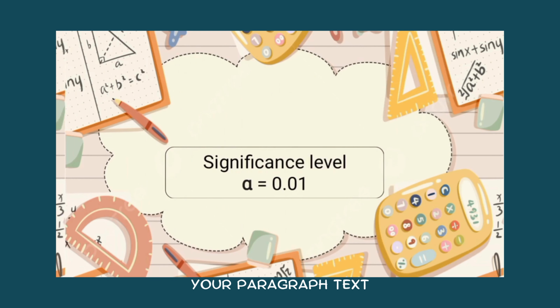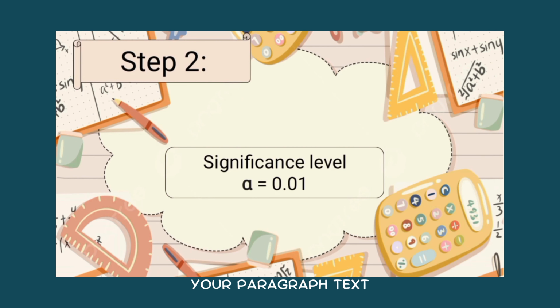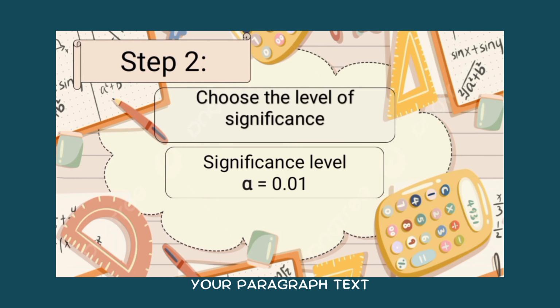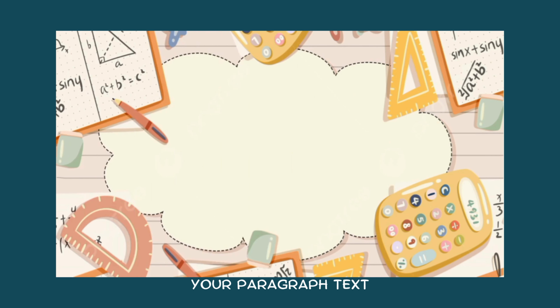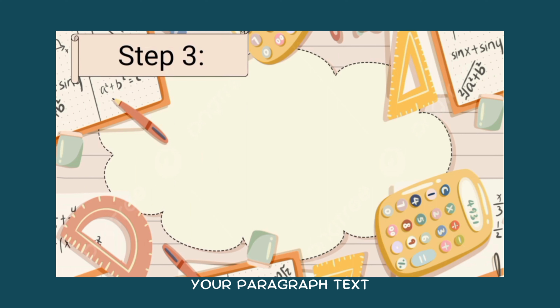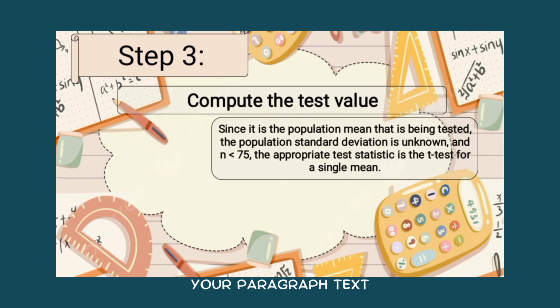And next we have our step 2, significance level. Alpha is equal to 0.01. Next, let's have our step 3. Compute the test value. Since it is the population mean that is being tested, the population standard deviation is unknown, and n is less than 30. The appropriate test statistic is the t-test for a single mean.